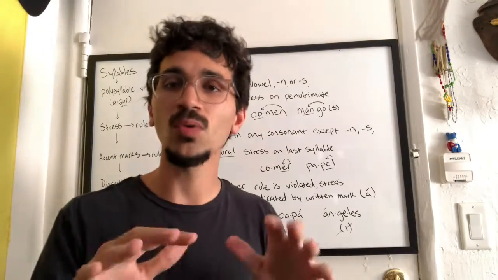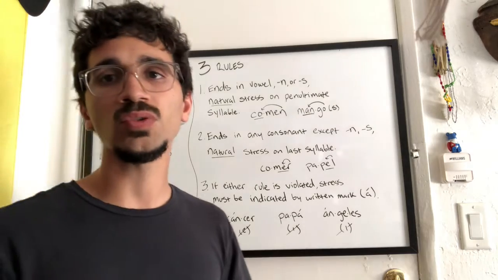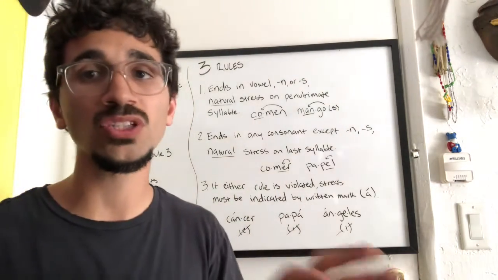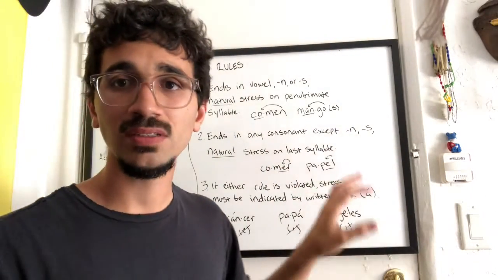So we've accepted that words are breakable into syllables and that one of those syllables in each word will have a stress, okay? Now I'm going to teach you how to identify where the stress goes. There's 3 rules. The first 2 are complements of each other.